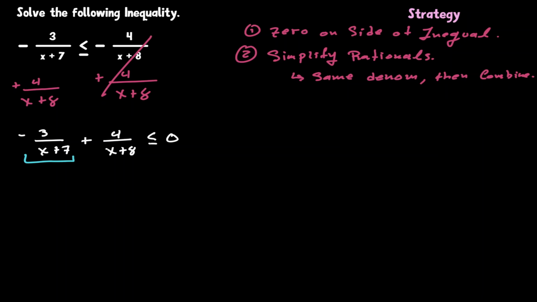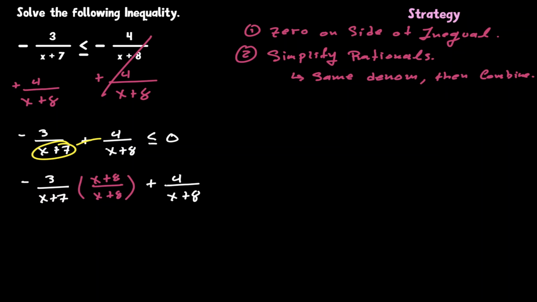So let's get our first fraction and let's multiply it times the denominator of the second, which is x plus 8. Let's do that top and bottom. And now let's get our second fraction. And now let's multiply it by the denominator of the first fraction, x plus 7. And now let's just bring down the rest of the problem, less than or equal to 0.